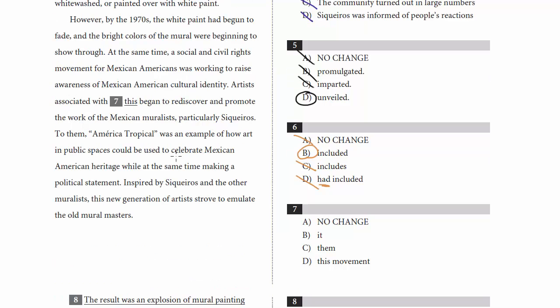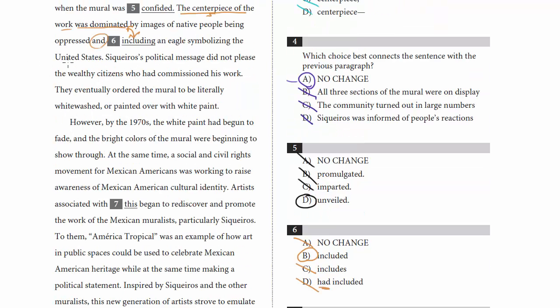Number 7. We'll pick up where we left off over here. Siqueiros' political message did not please the wealthy citizens who had commissioned his work. They eventually ordered the mural to be literally whitewashed, or painted over with white paint. However, by the 1970s, the white paint had begun to fade, and the bright colors of the mural were beginning to show through.